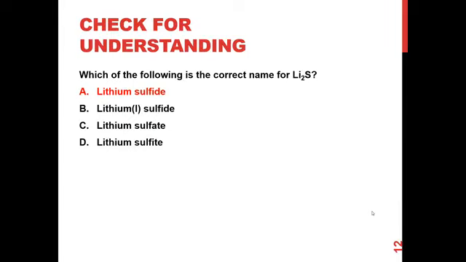You should ultimately have come down to choice A or choice B, as we have not yet talked about sulfate or sulfite. Those will be discussed in a later video. The correct answer is A, again, because lithium is a group 1A or main group metal. It does not require the Roman numeral.